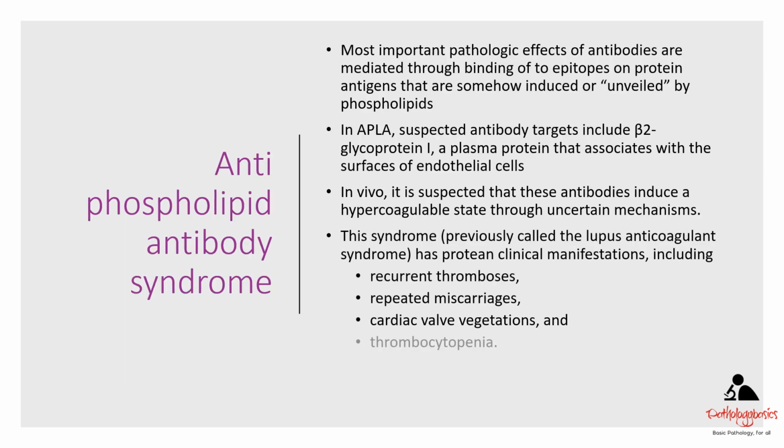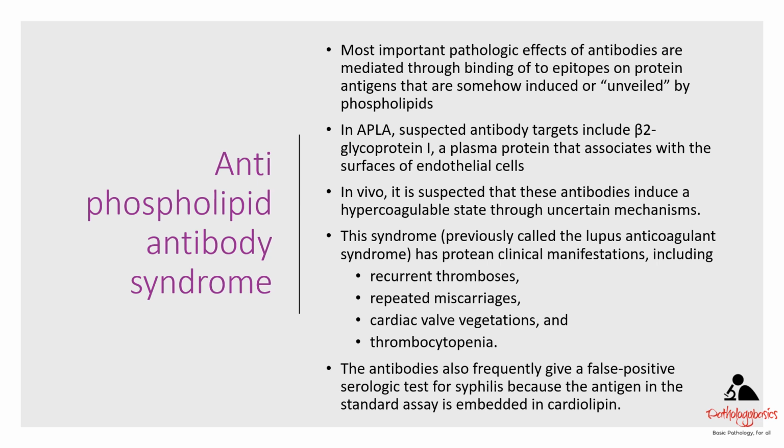So let's come to antiphospholipid antibody syndrome. This syndrome was discovered when the antiphospholipid antibodies gave a false positive reaction for syphilis. In syphilis testing, we do a test called the VDRL test, where we add cardiolipin antigen to the patient's serum. In this syndrome, there are antiphospholipid antibodies which act against the cardiolipin antigen used for testing syphilis, and therefore they give a false positive reaction.